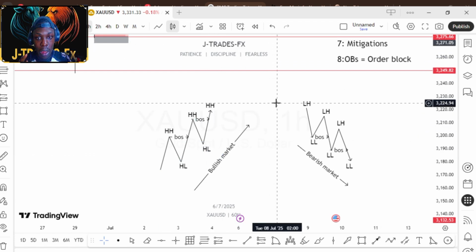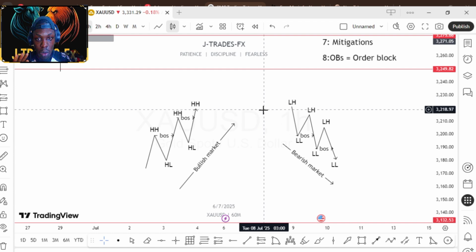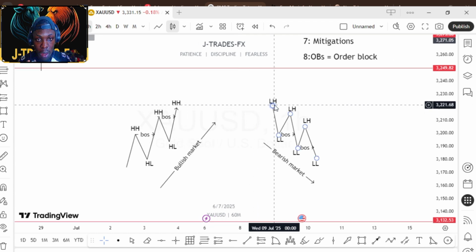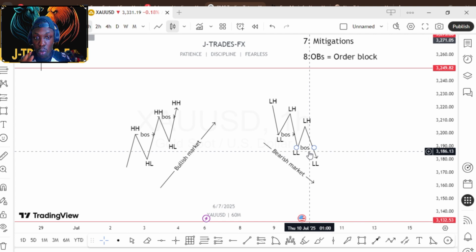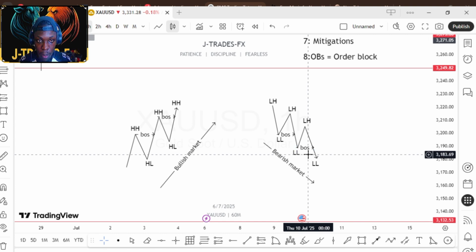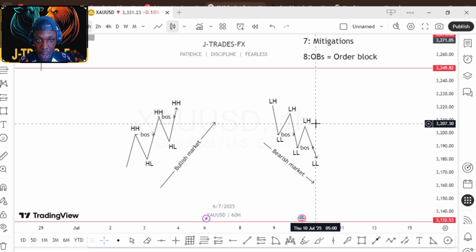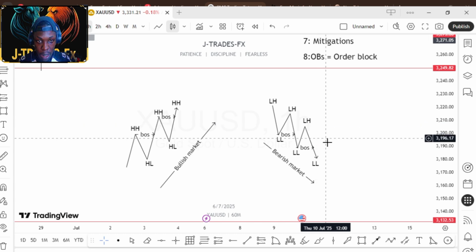Then there's something you need to pay attention to. You see, the sell too is the same thing. It has to break structure to the downside for it to be a bearish market trending to the downside. That is the criteria for being a bearish market.